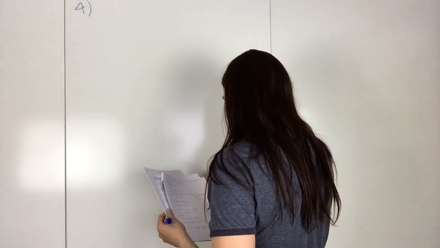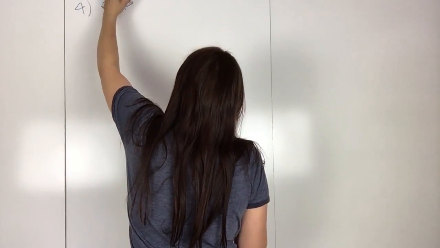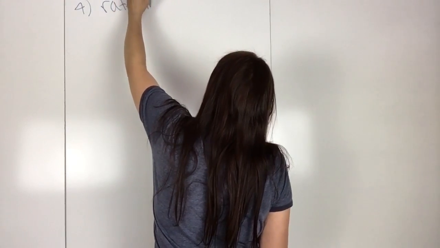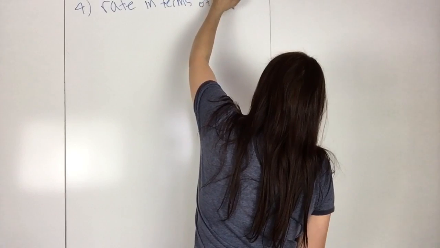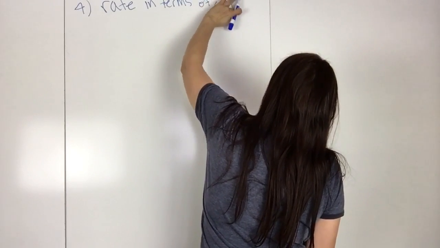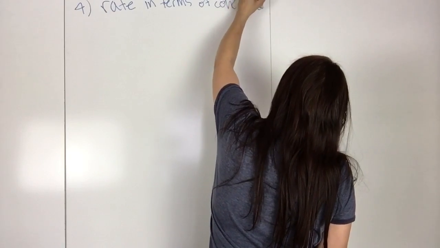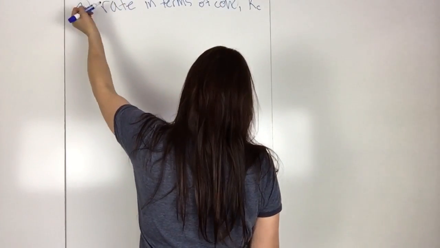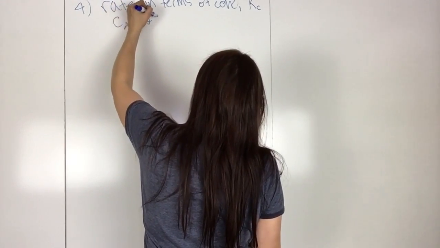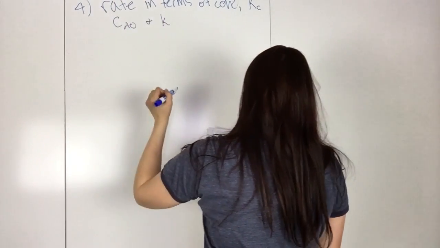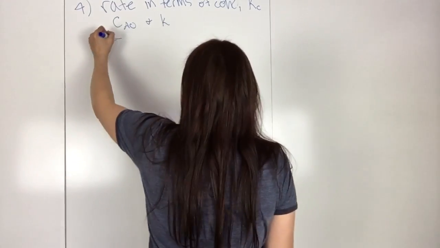So we're looking for the rate in terms of concentration, Kc, Ca naught, initial, and K. And this K is the forward reaction, so we know that it's elementary.